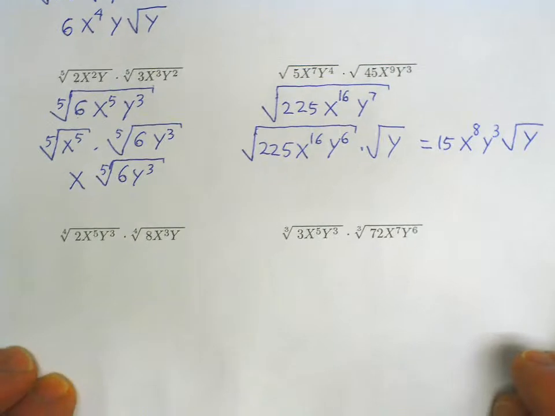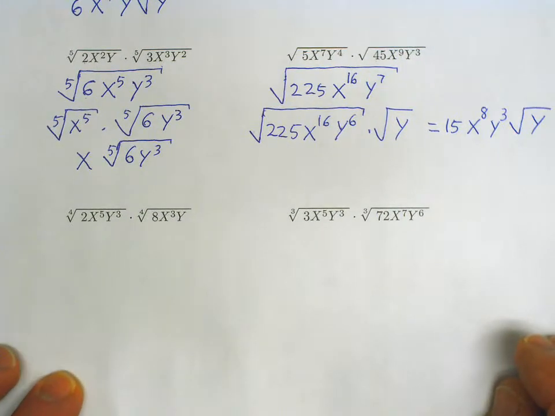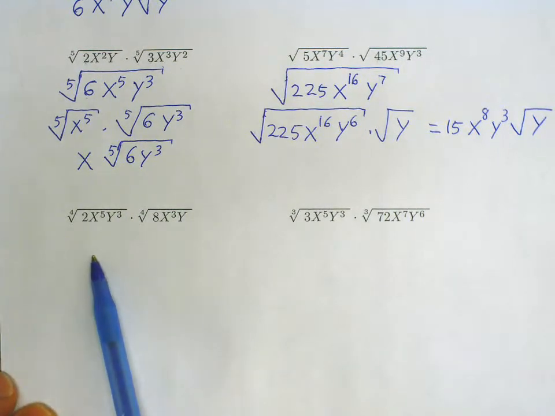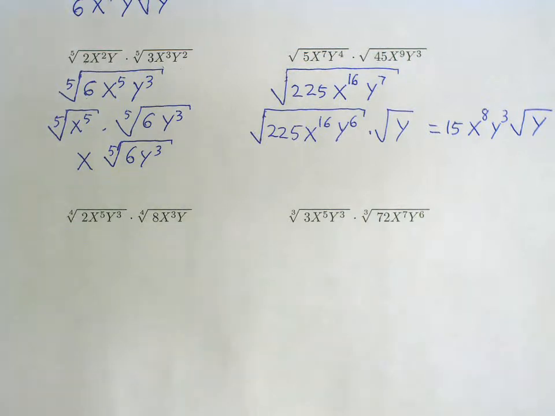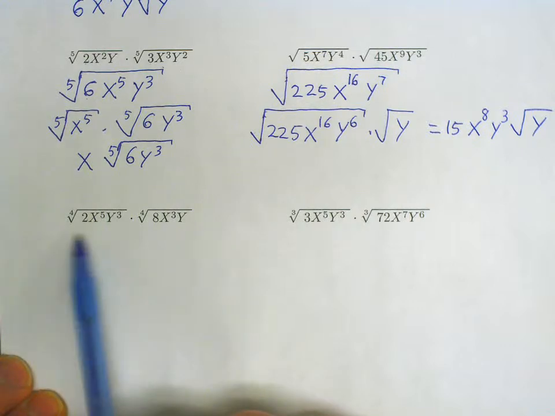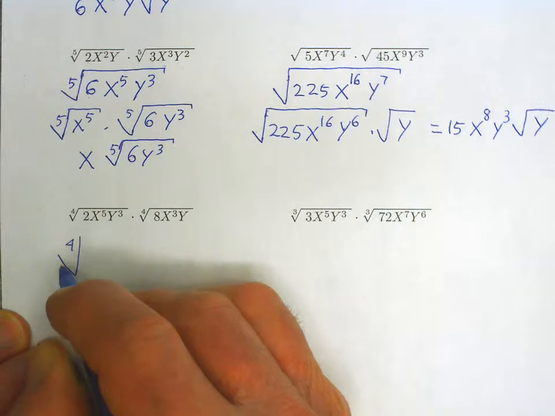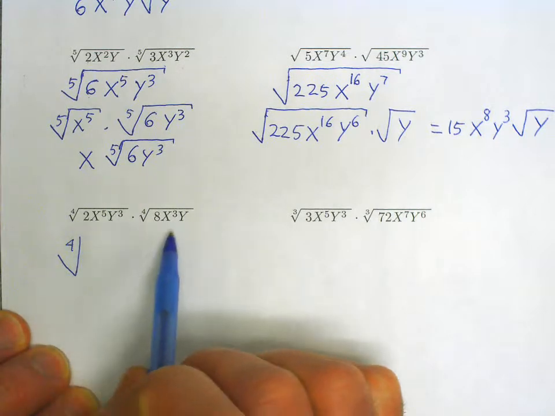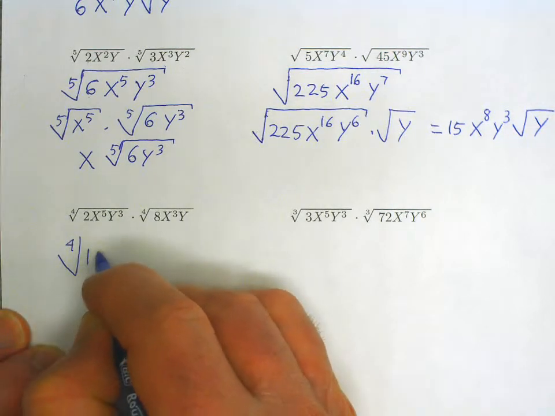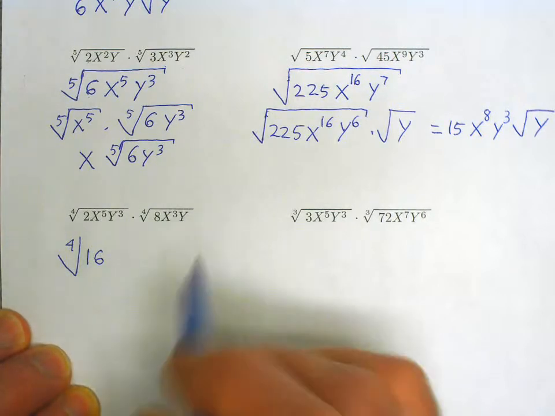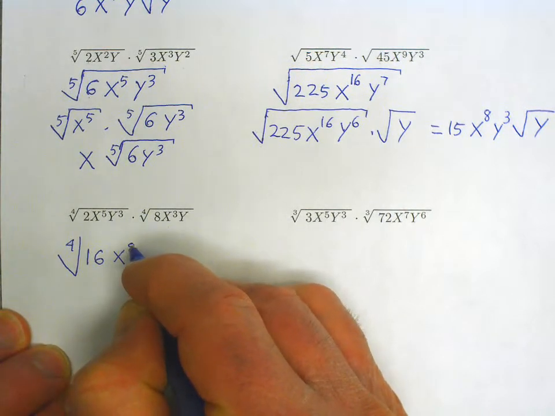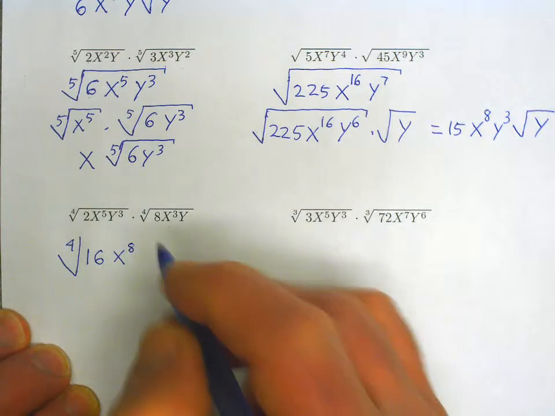Okay, 2 more examples on this page. On the lower left, the fourth root of 2x to the 5th y to the 3rd times the fourth root of 8x to the 3rd y. Since we're multiplying two fourth roots, we can write it as a single fourth root. And so we'll multiply the two radicands above. 2 times 8 is 16. X to the 5th times x to the 3rd is x to the 8th. And y to the 3rd times y is y to the 4th.